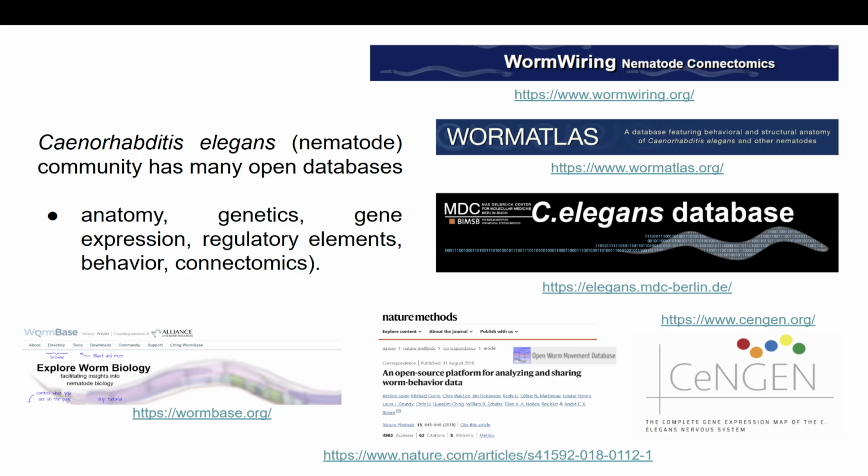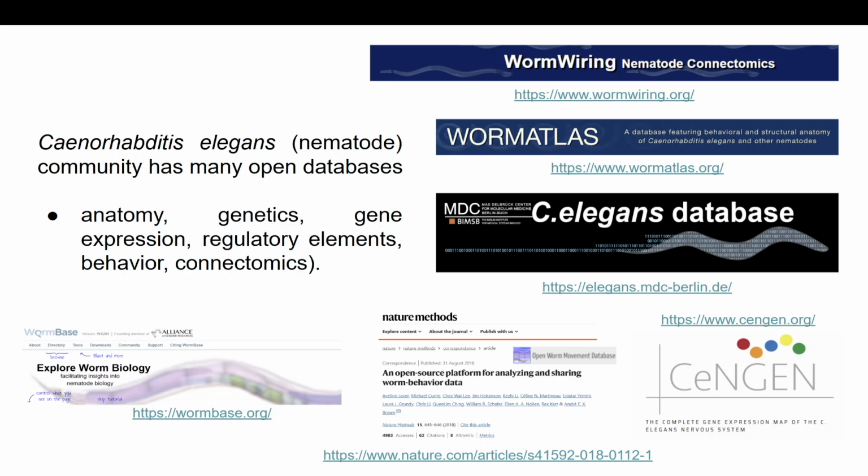We also have WormAtlas, which is an atlas of structural anatomy. So on top of the connectome data, you can fit structural anatomy data. That's at wormatlas.org. The C. elegans database run by MDC in Berlin features a lot of data on proteomics and RNA, so this is another database that we have available. CenGen is a database of gene expression in the C. elegans nervous system.